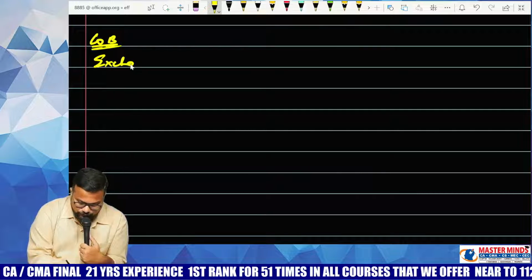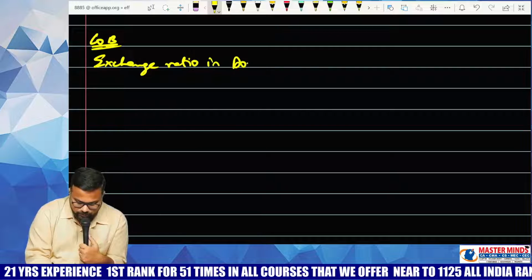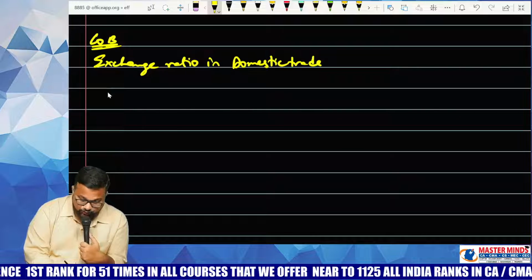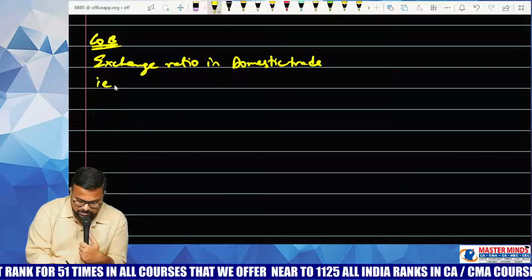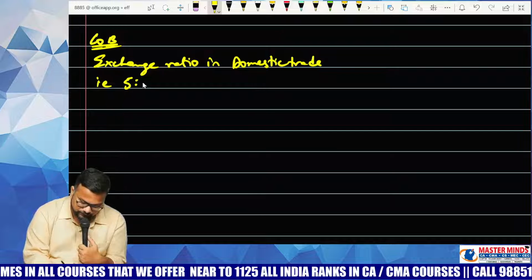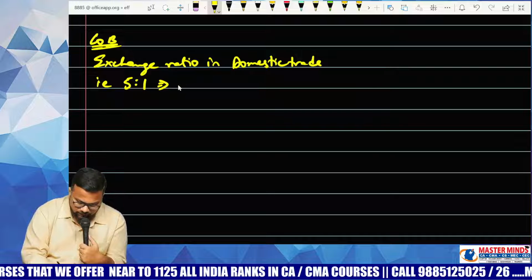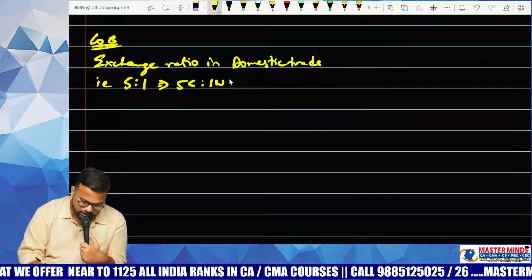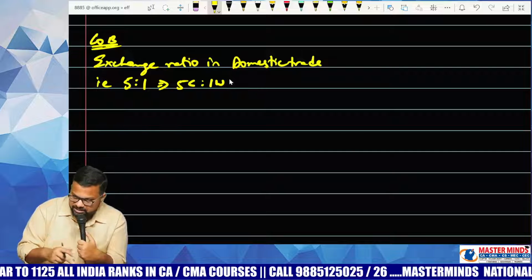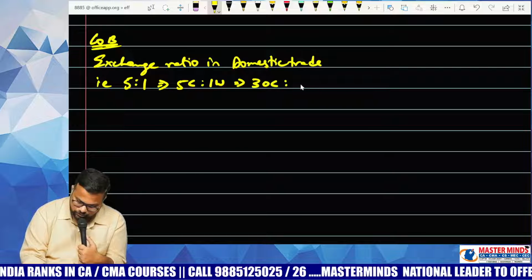Exchange ratio in domestic trade. It is 1:5, right? Let me do it another way, 5:1. 1:5 or 5:1, nothing but 5C/1W. Since everything is in 6s, I will multiply on both sides with 6. That is nothing but 30C is to 6W.